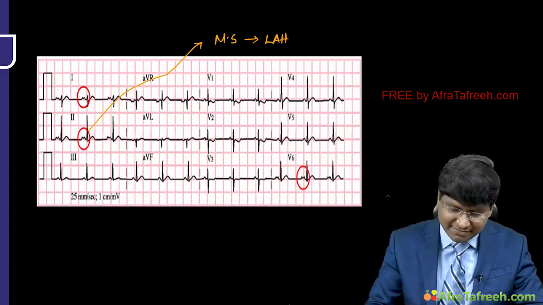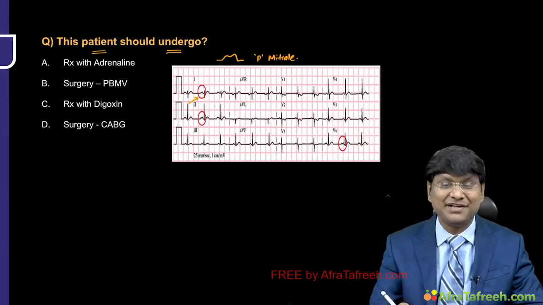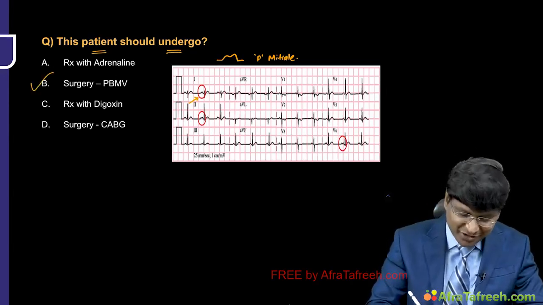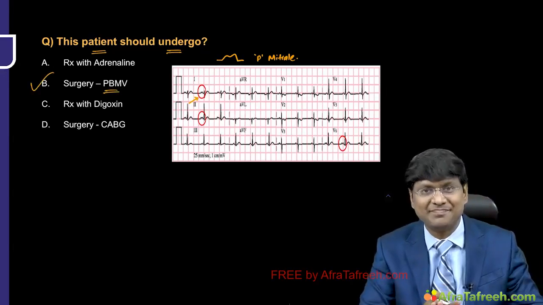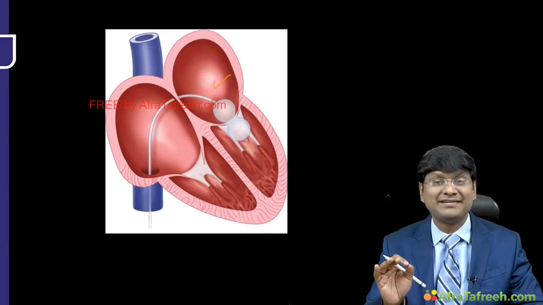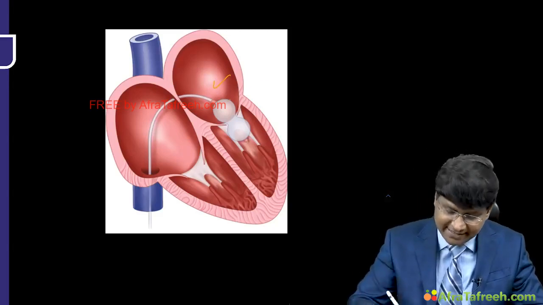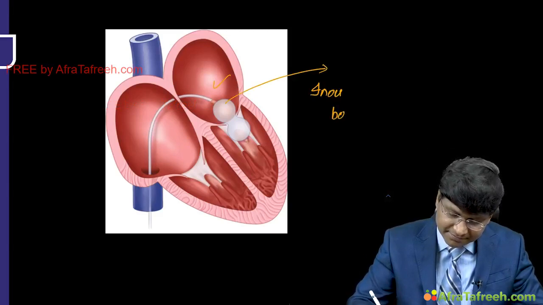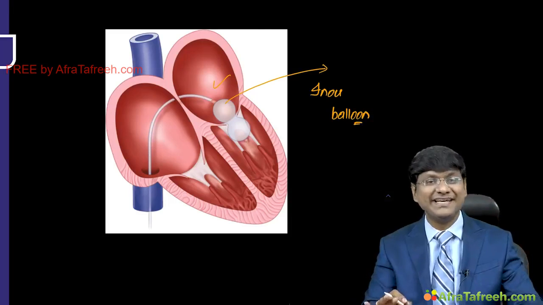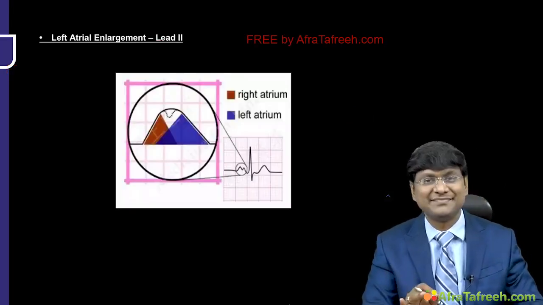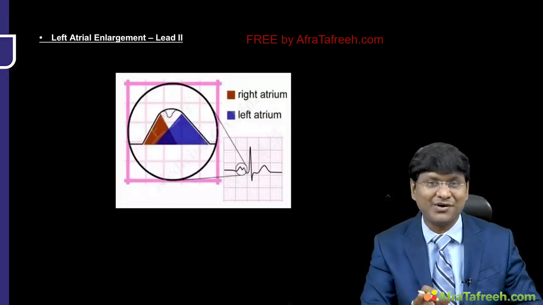Whenever mitral stenosis causes left atrial hypertrophy, what treatment does the individual have to undergo? One of the treatment options is PBMV, which is percutaneous balloon mitral valvotomy. The balloon that we use here is the Inoue balloon. Now, what is the criteria to call it left atrial hypertrophy on the ECG?